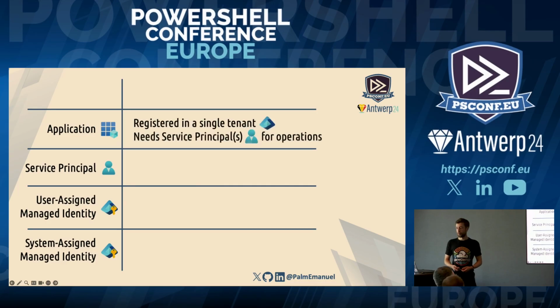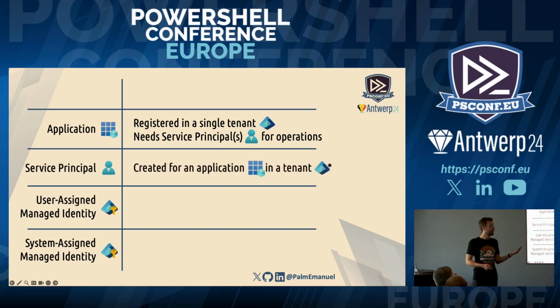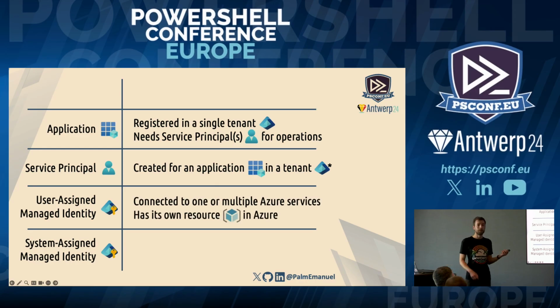So a quick summary here. We have applications registered in a single tenant, which need service principals to operate in that tenant. We have service principals which are created for an application within that tenant. And a small star there is that while it's like a one-to-one kind of relationship, there are some discrepancies when it comes to credentials and stuff that we'll mention soon as well. We have user-assigned ones connected to one or multiple Azure resources, and they have their own resources in Azure. And then system-assigned ones that are fully managed by an Azure resource.